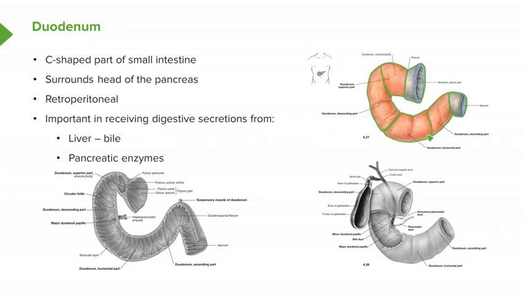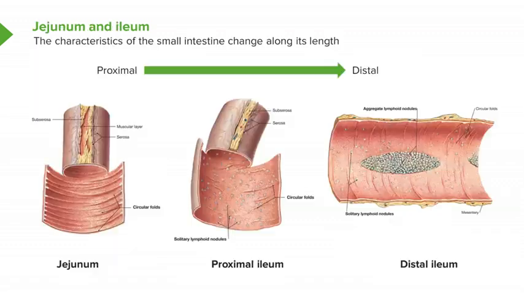And about halfway down this horizontal part, we've got the opening for the major duodenal papilla. Slightly superior to it, we've got an opening for the minor duodenal papilla. And these allow the bile and the pancreatic juice to enter into the duodenum to carry out the process and continue the process of digestion.